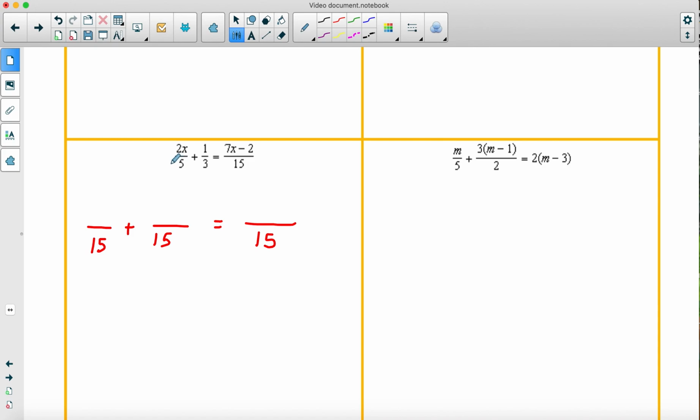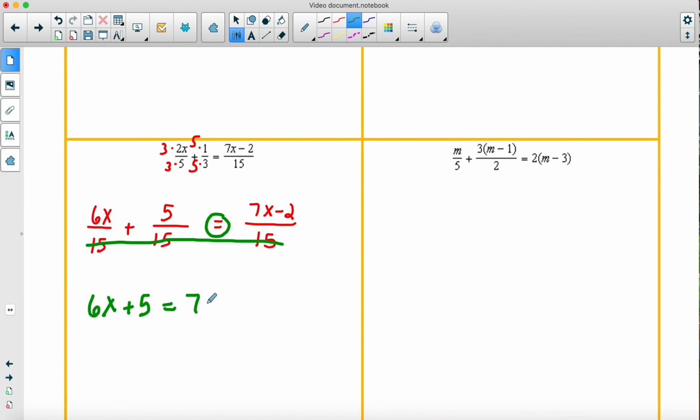In order to take this first fraction, I would multiply by 3, so I'm going to multiply the top by 3. That's going to give me 6x. For this one, I'm going to multiply by 5, and then I'm going to multiply by 5, so this is going to give me 5 over 15, and this already has a 15 in the denominator, so you're just bringing down your 7x minus 2. Once all those denominators are the same, you get to cross them all out. We are only allowed to do this when we have an equal sign, an equation. And then 6x plus 5 needs to equal 7x minus 2. We just made it super easy.